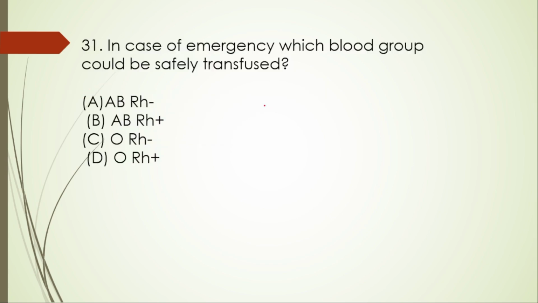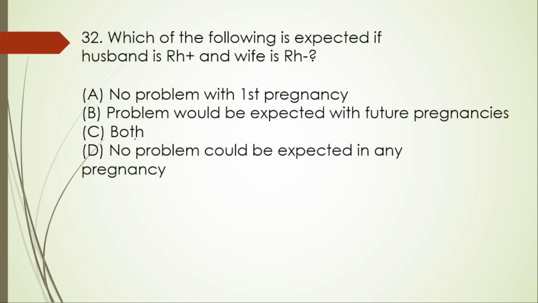Next, that is 31. In case of emergency, which blood group could be safely transfused? AB negative, AB positive, O negative, O positive. So here the right option is option C, O negative, because it's a universal donor.